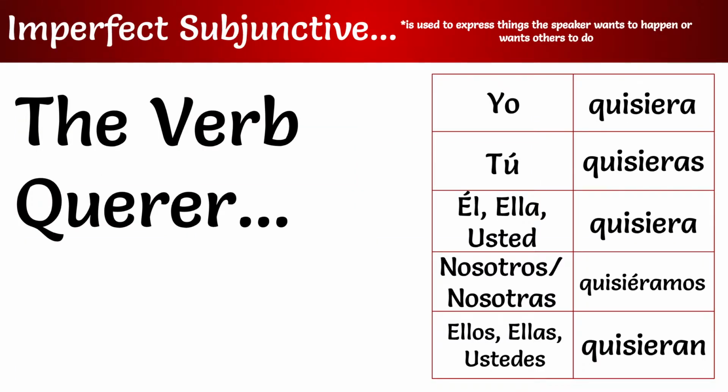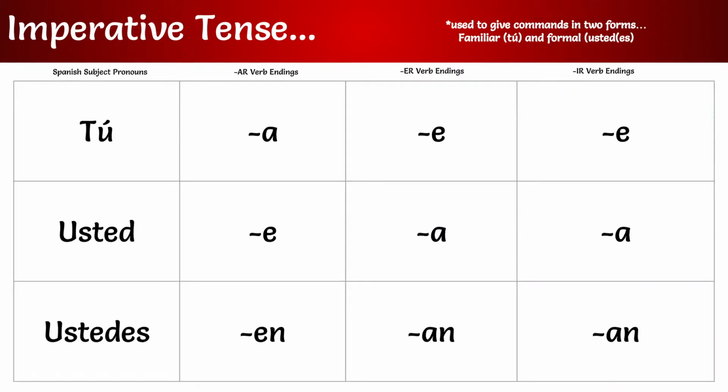Imperfect subjunctives are used to express things the speaker wants to happen or wants others to do. For example, querer. So it would be yo quisiera, tú quisieras, él, ella, usted quisiera, nosotros y nosotras quisiéramos, and ellos, ellas, ustedes quisieran.